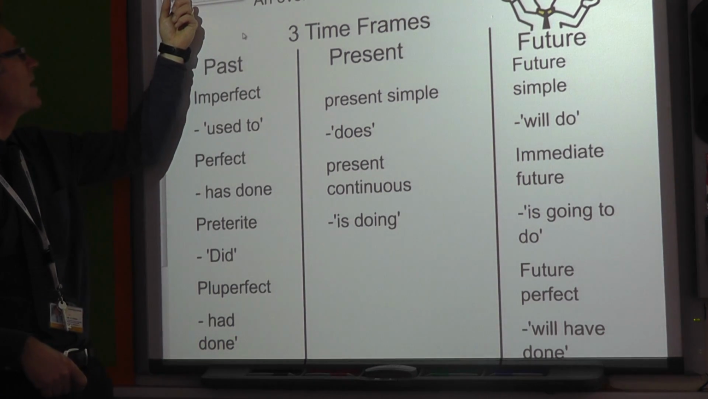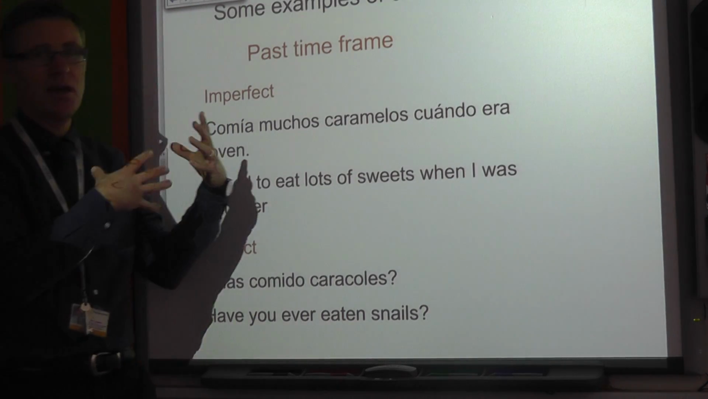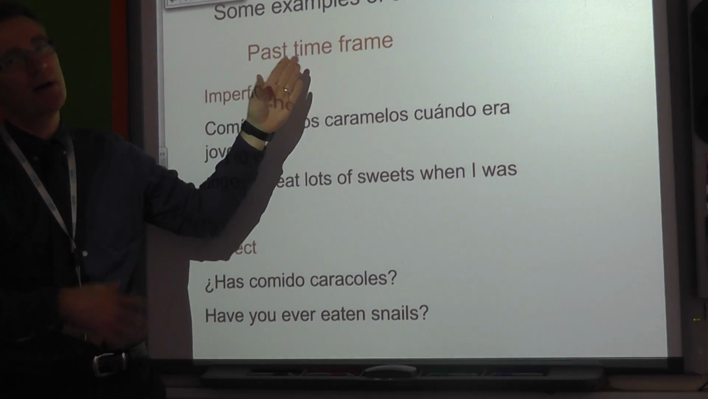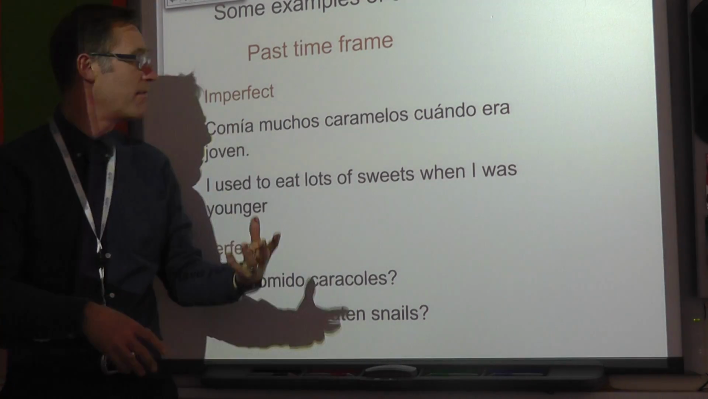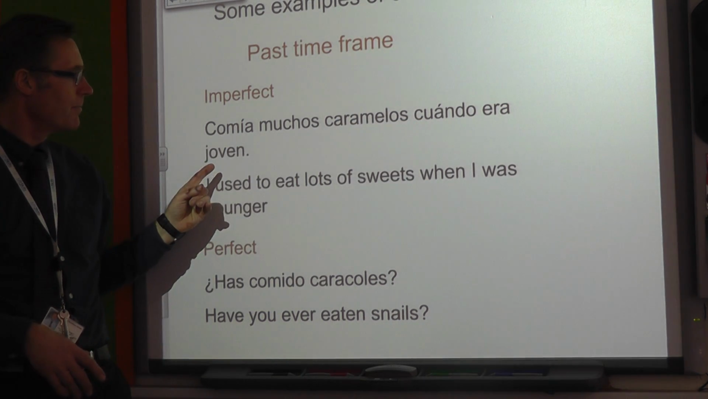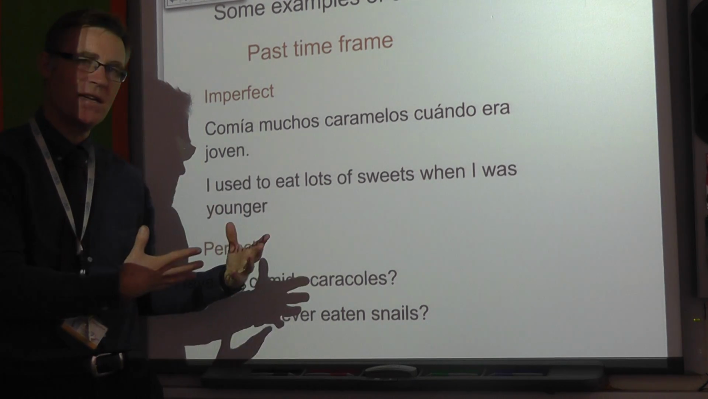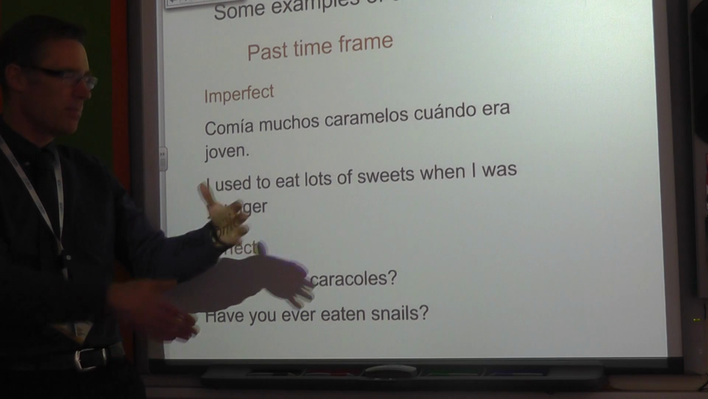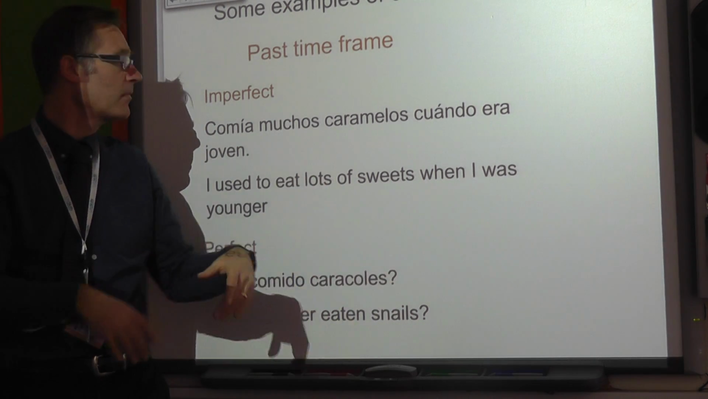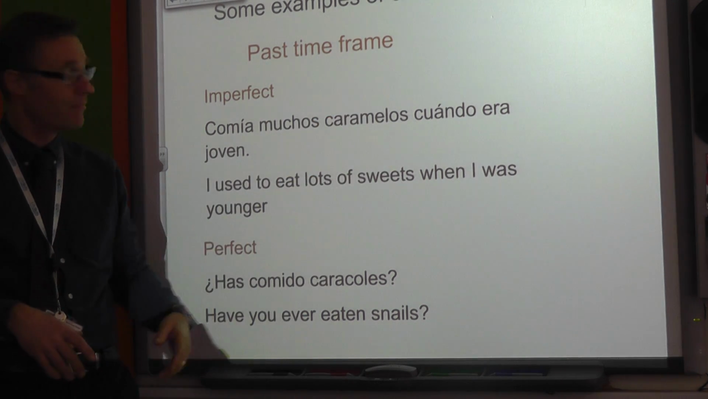So let's have a look at some ideas and some examples in Spanish to help understand. Here's an example of each of the tenses, and this is the past time frame. We're going to start with the past time frame. So here's our imperfect. Comía muchos caramelos cuando era joven. So I used to eat lots of sweets when I was younger. So my time indicator here, cuando era joven, so that puts me in the past tense, an activity that maybe was going on for some time.